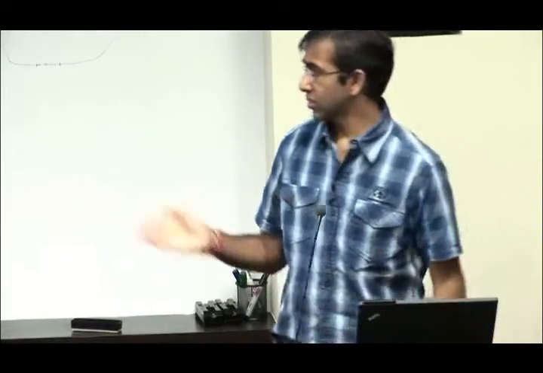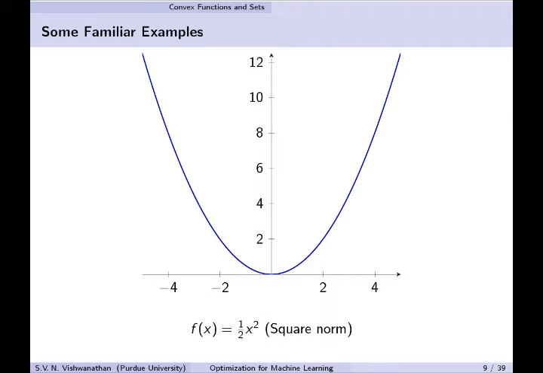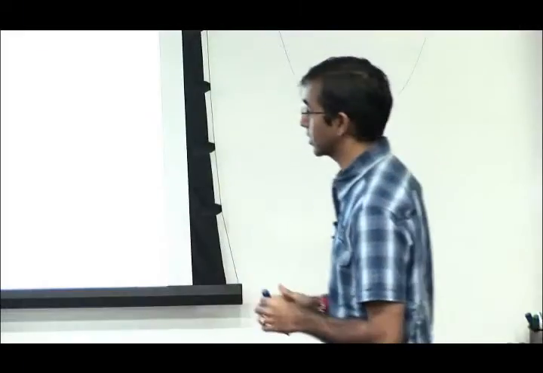So this is called Jensen's inequality. You can try this at home. It's fairly easy and follows directly from the definition of convex functions, okay? So let's look at some of the common, popular convex functions.